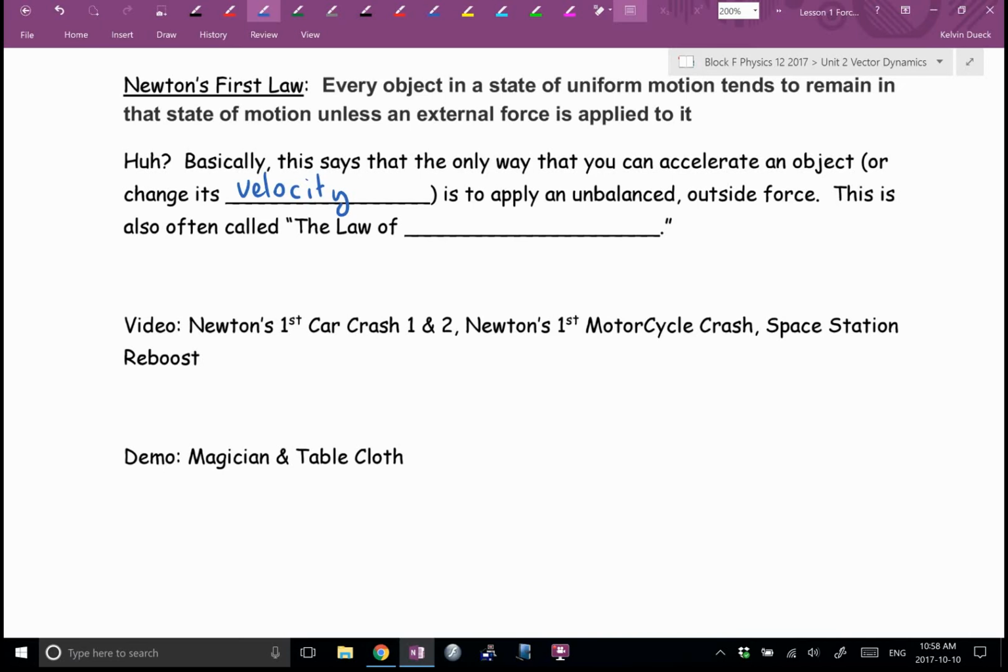Now, it's also often called the law of inertia because objects with lots of inertia, lots of mass, tend to resist a force. Let me give you a simple example here. Pause for a second.